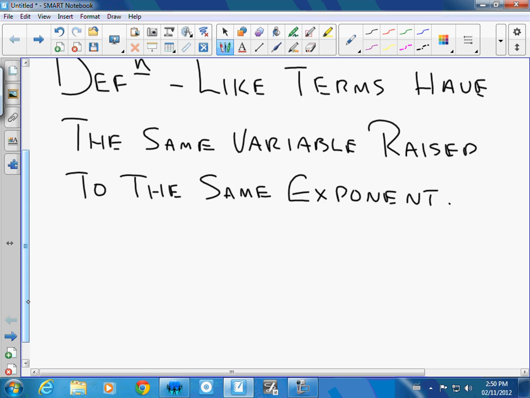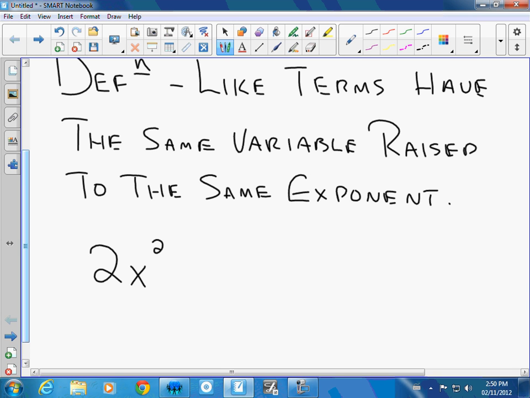For examples, 2x squared. Okay. Is this a term? Yeah. It's a monomial. But what is the variable? X. What is the coefficient? 2. And what is the exponent? 2. Okay. So that's one right there. Now, what I want is another term that's like this one.